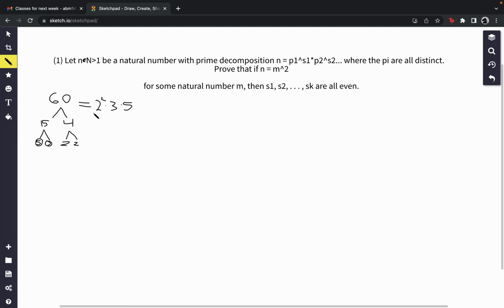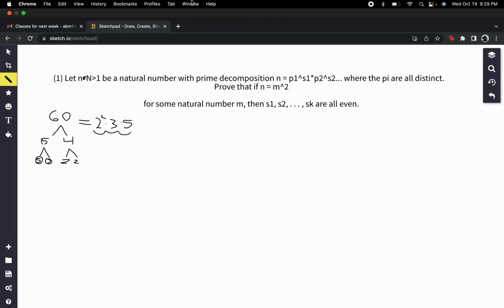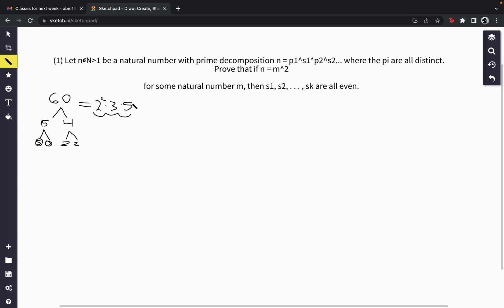And notice how I ordered it so that it goes from lowest base to highest base. And we also consolidated the two 2's into one term that has an exponent of 2. Great. So that's how you make a prime decomposition. Every natural number has its own unique prime decomposition. So if the prime decompositions are equal, that means that the numbers are equal. That's just a little bit of background going into this problem.